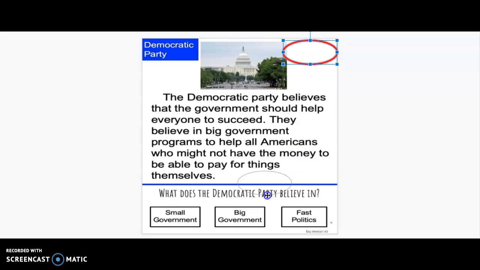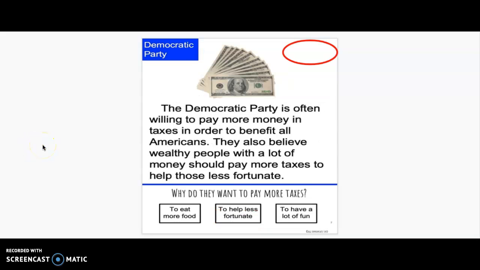That's right. They believe in a big government. So if you look back in the text, it says they believe in big government programs to help all Americans. All right, let's keep reading. The Democratic Party is often willing to pay more money in taxes in order to benefit all Americans. They also believe wealthy people with a lot of money should pay more taxes to help those less fortunate.